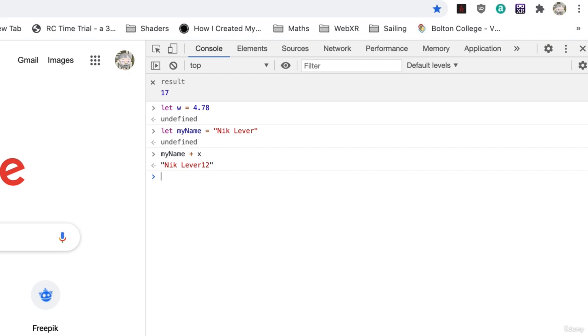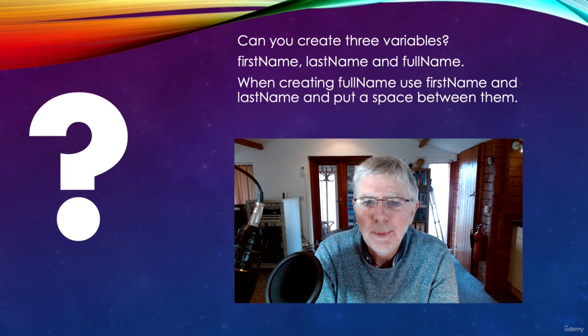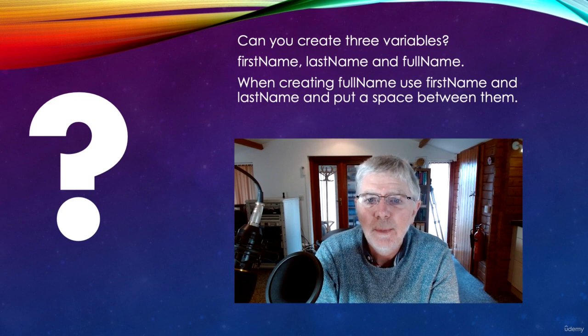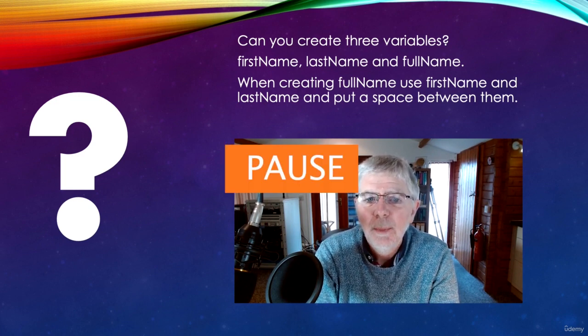Now a little challenge. Can you create 3 variables? firstName, lastName and fullName. When creating fullName, use the variables firstName and lastName and put a space between them. Pause the video now and give it a try.